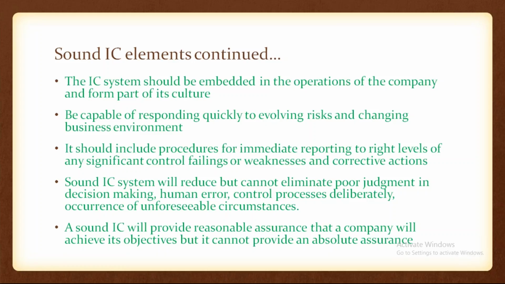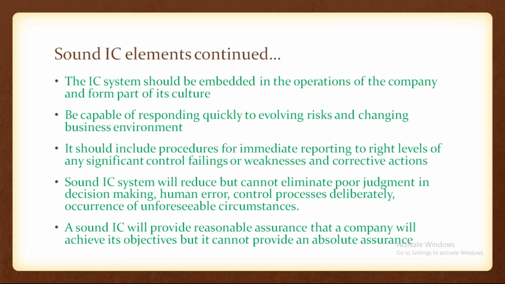So it should include procedures for immediate reporting to the right levels of any significant control failings, weaknesses, and corrective action. Right level: little things will come to your immediate path. But a big thing, a big change, should get reported to the board of directors. So there has to be access to the board of directors straight away. They will know something big is happening.